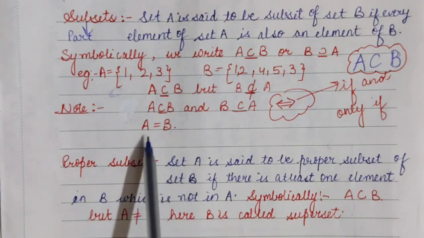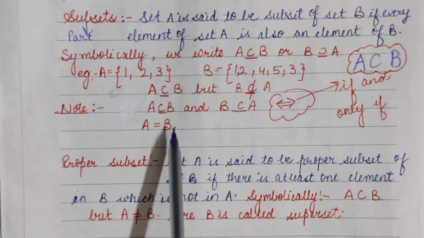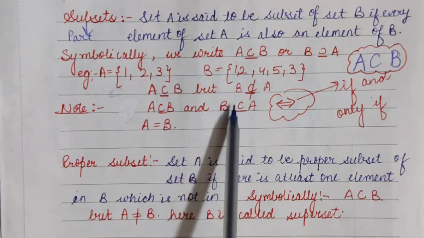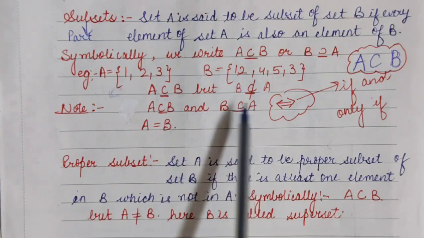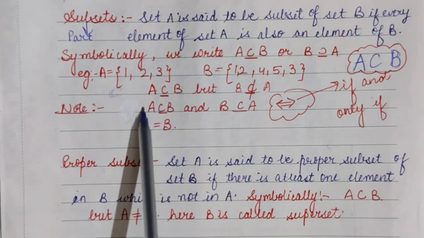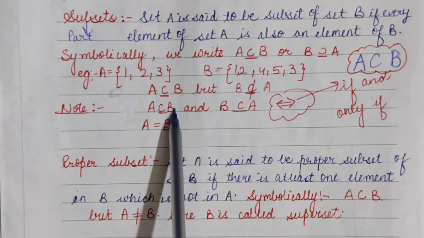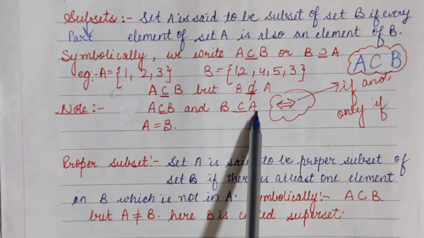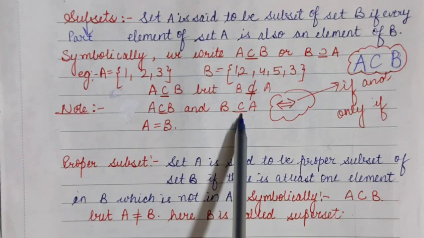So if and only if this condition holds, then I can say A is the subset of B and B is the subset of A. It means all the elements of A must be contained by B and all the elements of B must be contained by A. So this is the subset.